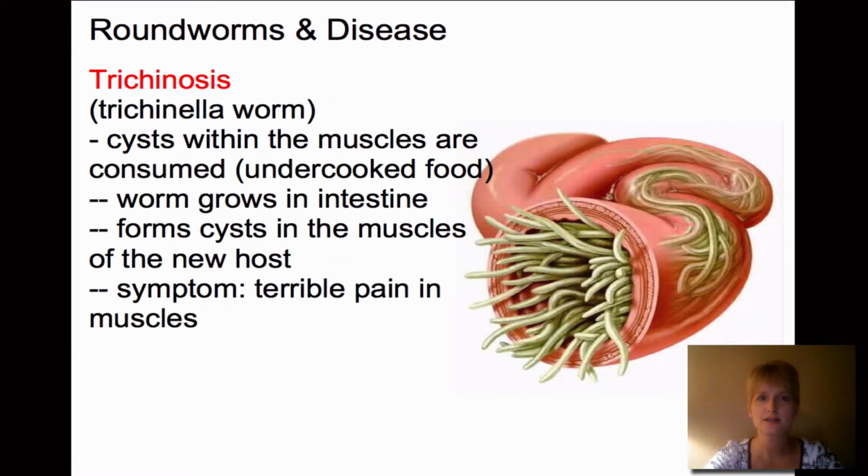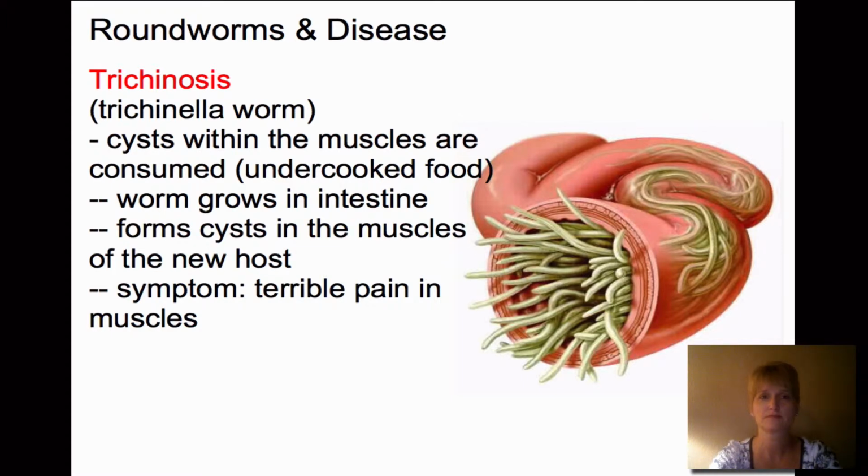Roundworms mostly cause disease. They're mostly parasitic. Trichinosis is a very good example of a roundworm. It's basically a worm, and it forms cysts in muscles, mostly in pigs. So this is very common in pork. And this is one of the reasons why you want to cook your food well, because if you don't cook your pork very well and it has one of these cysts, then that cyst is going to be inside of you when you eat that, and then it can reproduce inside of you, and it can cause really bad pain if it gets into your muscles.